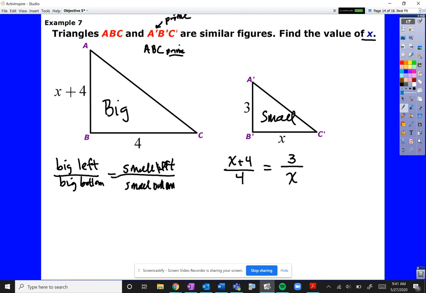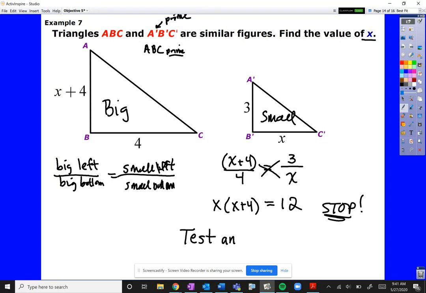Okay, so we need to make sure we put in parentheses. So now we cross multiply. So we get x times x plus 4 equals 12. And here is where I want you guys to just stop. If you want to get into quadratics, an exponent of 2, that's fine. But here's where I want you to stop. And I want you to test your answer options to say which one makes it true.